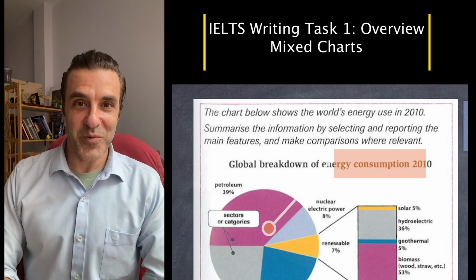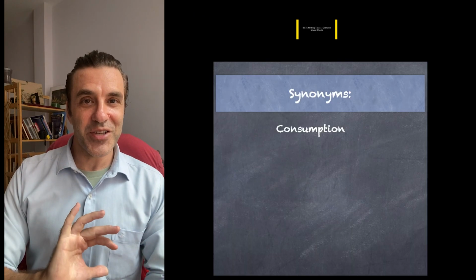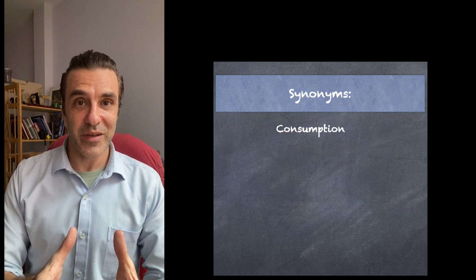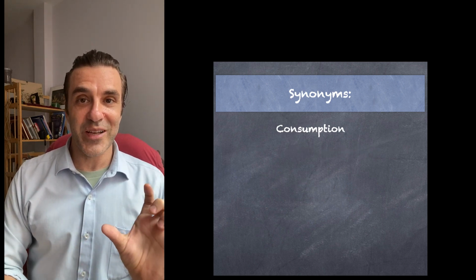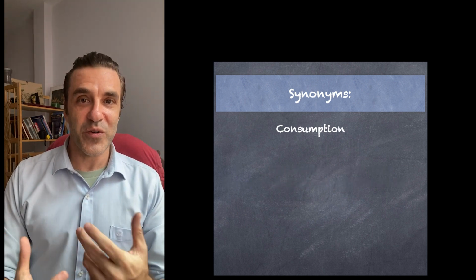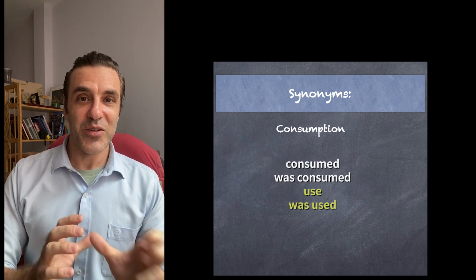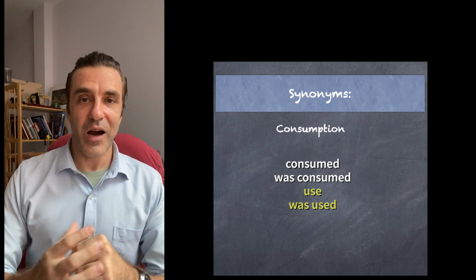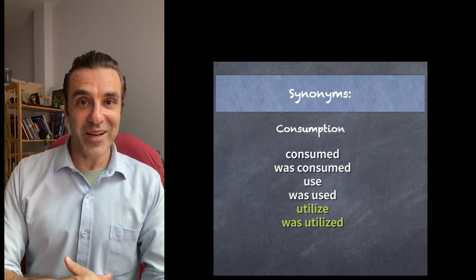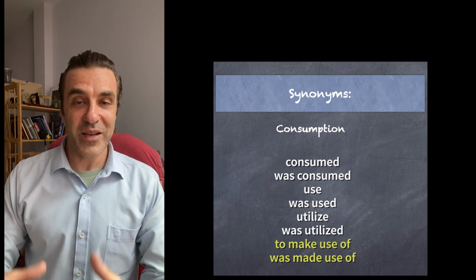The other thing that we want to make sure we can do is take this word consumption, and can we paraphrase that word? Are there other expressions we know? So consumption is a noun, and can we change consumption into a verb? Surely, consumption can be consumed. Can we take that verb and turn it into a passive construction? Was consumed. Is there another word for consume? Sure, use. Can we change that into passive? Was used. Another word for use is utilize. Was utilized. Another word might be to make use of, and was made use of.